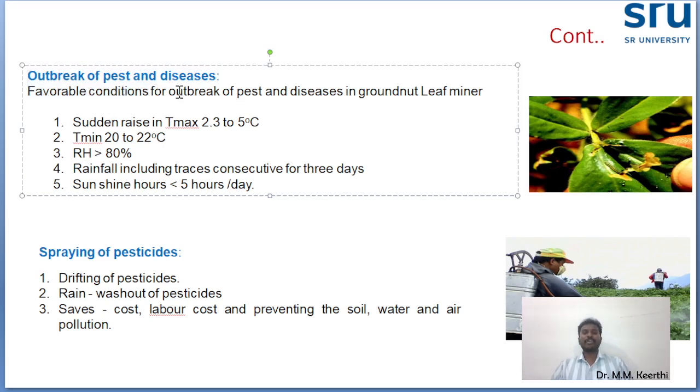Outbreak of pest and disease: what are the favorable conditions? For example, the groundnut leaf miner. In what circumstances will it come? When the maximum temperature rises to 23 to 25 degrees Celsius, the minimum temperature reaches 22 degrees Celsius, relative humidity is greater than 80%, sunshine hours are less than 5 hours, and rainfall continues, including traces, consecutively for 3 days. If these five conditions are there and a groundnut crop is in the field, there is a possibility of leaf miner. So we can decide and take measures based on that.